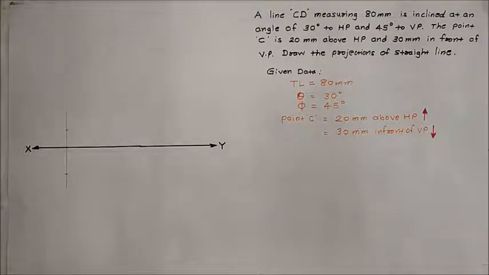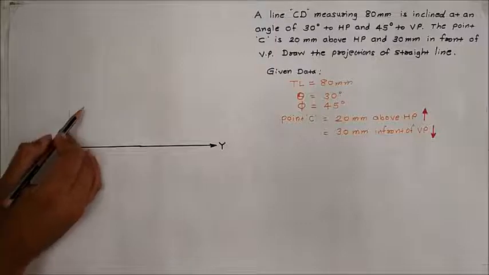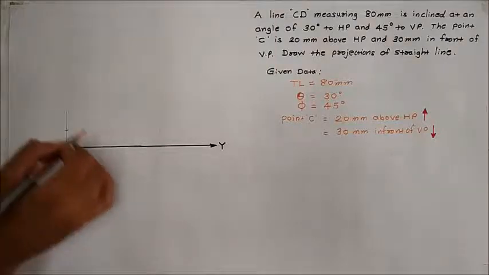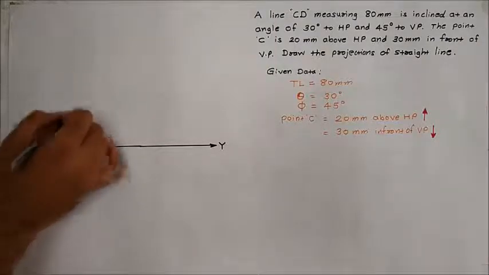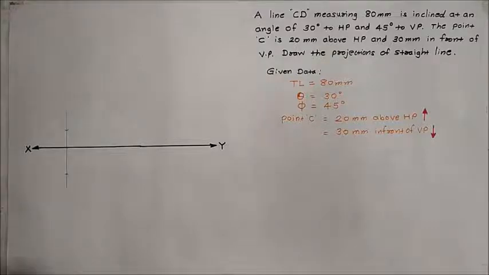Now, as in the problem both theta and phi angles are given, this problem is related to a line inclined to both the planes. So in the front view as well as in the top view, the reduced length of the line making a certain angle is visible. In the front view, a reduced length of the line and the angle made by that particular line will be visible. Similarly, in the top view, the reduced length of the line and a certain angle is visible.